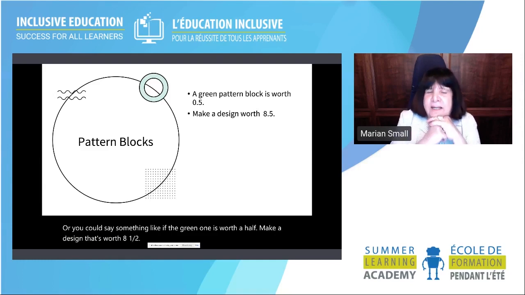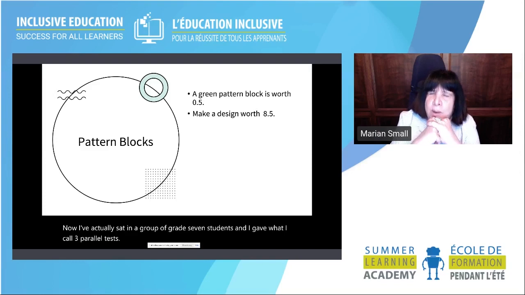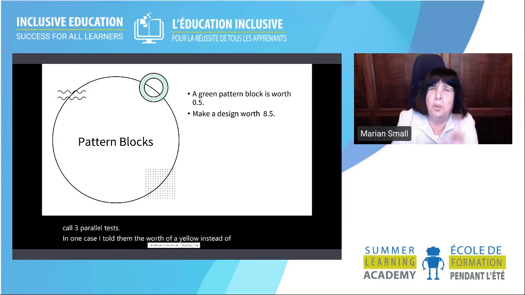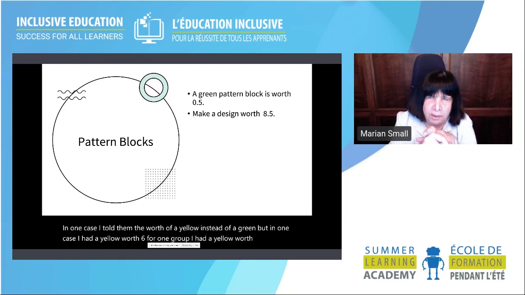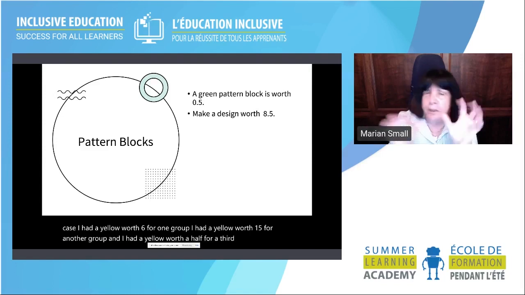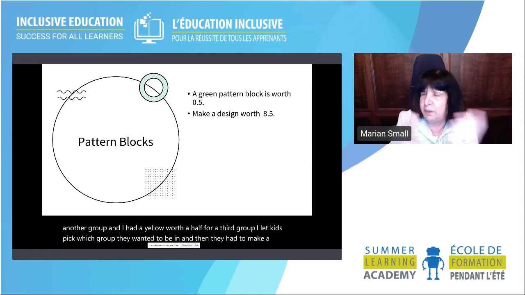Now, I've actually sat in a group of grade 7 students, and I gave what I call 3 parallel tests. In one case, I told them the worth of a yellow instead of a green. I had a yellow worth 6 for one group, a yellow worth 15 for another group, and a yellow worth a half for a third group. I let kids pick which group they wanted to be in, and then they had to make a design and tell me what it was worth.